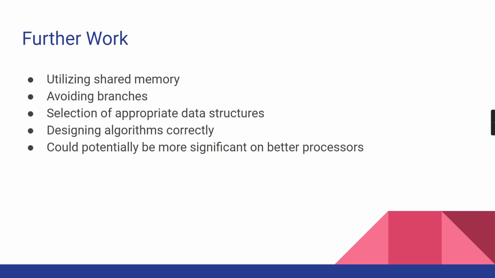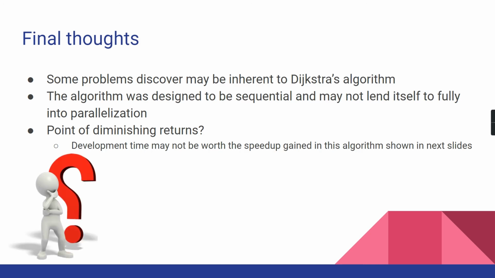So for further work, they highlighted utilizing shared memory, avoiding branches, selection of appropriate data structures for the algorithm, and designing algorithms correctly, which would somewhat go together hand in hand. And then they also highlighted that the results could potentially be more significant on better processors, since the processors used in this research paper were not top of the line gear and were somewhat slower processors by today's standards.